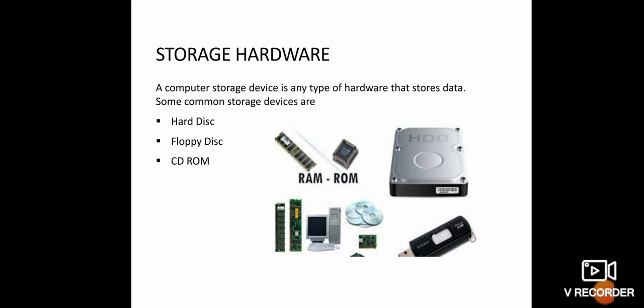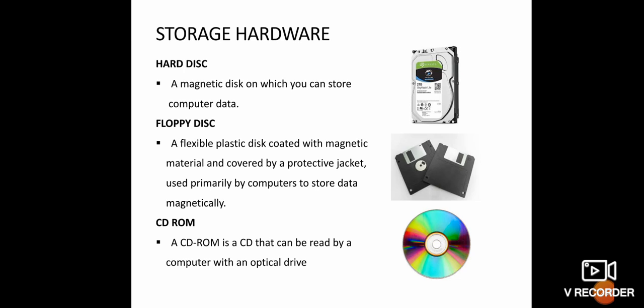Storage hardware. This is a type of hardware that stores the data. The common storage devices are hard disk, floppy disk, and CD-ROM. We are going to see the difference. What are they? First, you can see the picture, which is a hard disk. It is a magnetic disk on which you can store computer data. A large amount of data can be stored in a hard disk.